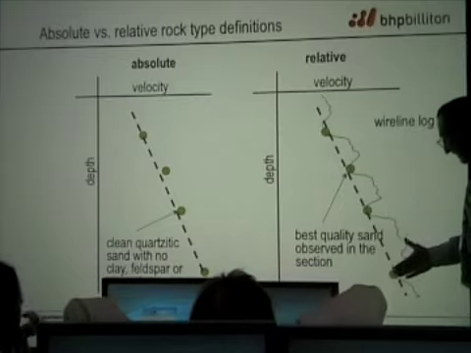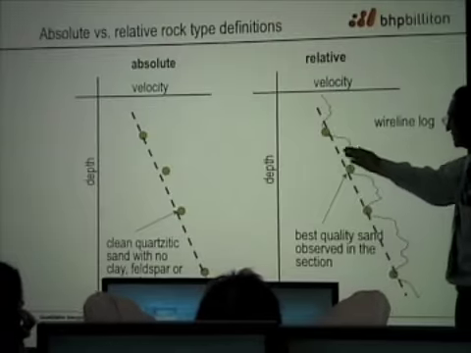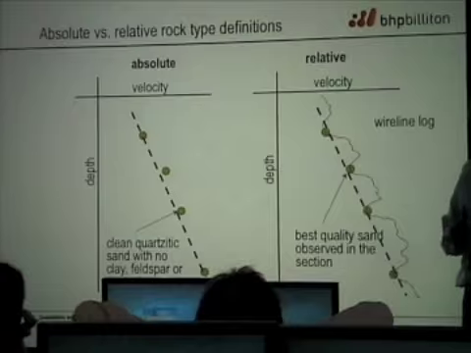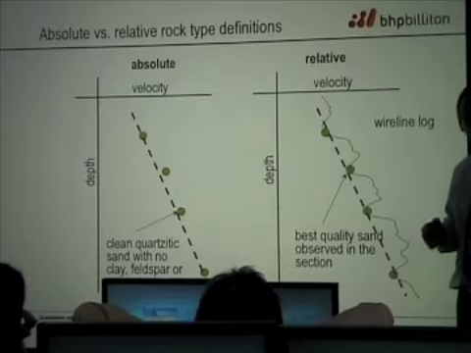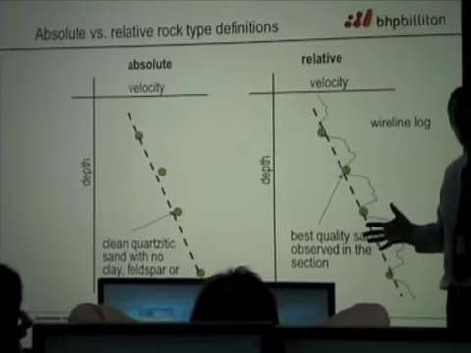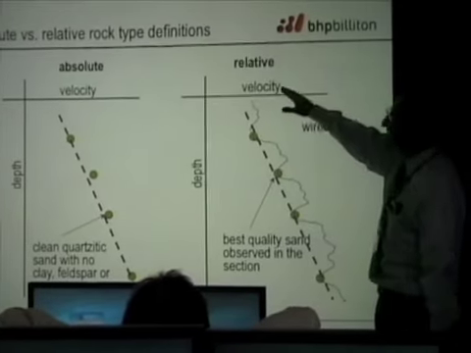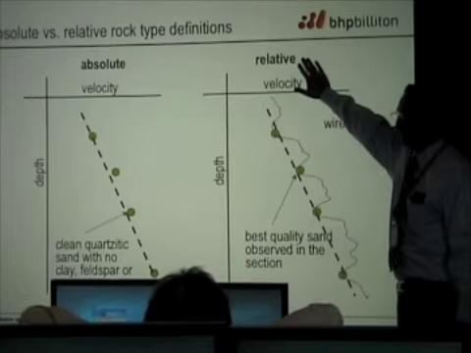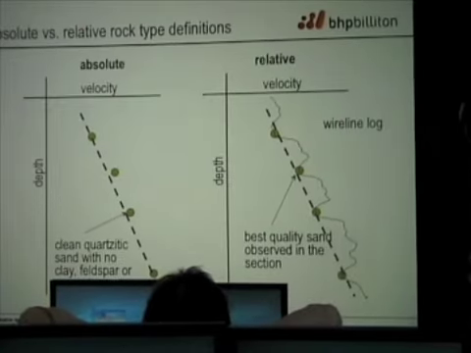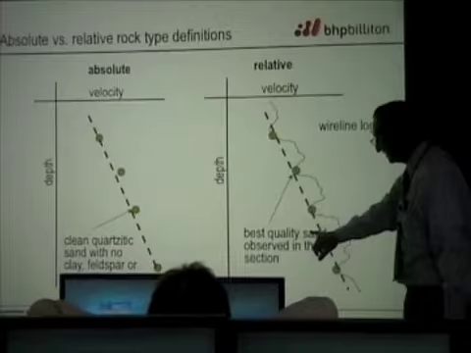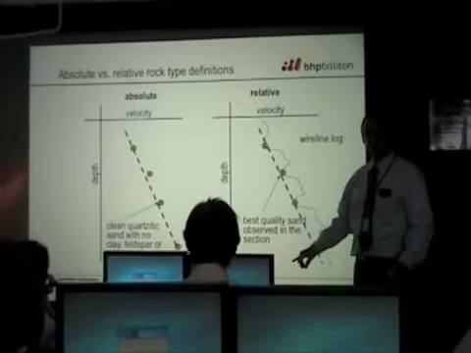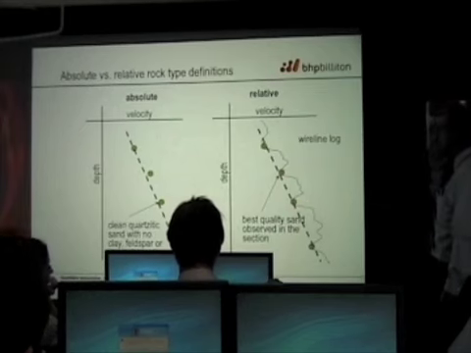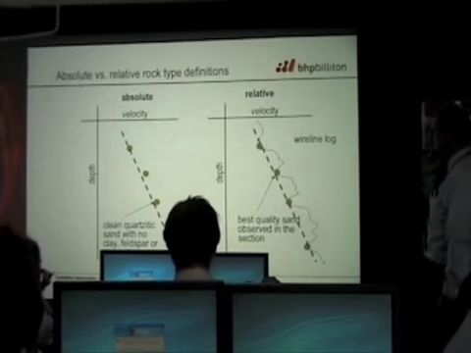And I'm going to pick the most extreme responses, that is, the ones with the biggest deflections in gamma rays. And those I'm going to call sands. That's what I call a relative rock type definition. It's always relative. It's the best quality sand observed in the section, whatever you can see inside. It's a wireline log-based criteria.